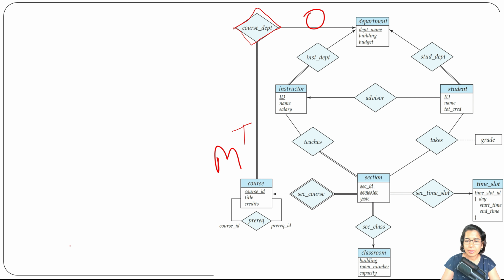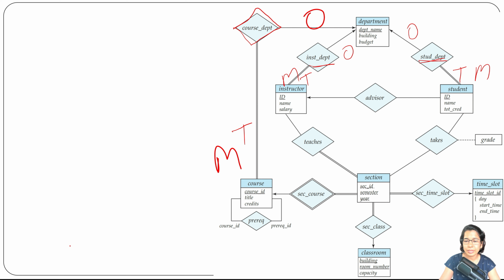Now the relationship from instructor to department, that is instructor department. Here also participation is total and it's also a many to one relationship. There can be many instructors in one department. Now the relationship from students to department, that is student department. This participation is also total. All students should be a part of a department and this relation is also many to one. There can be many students in one department.